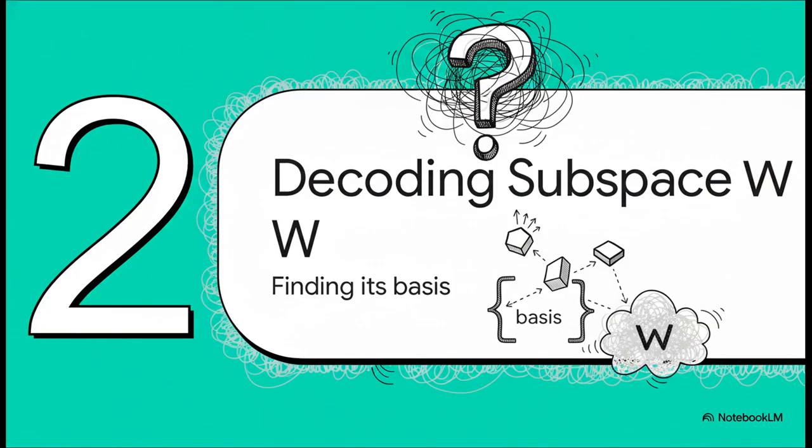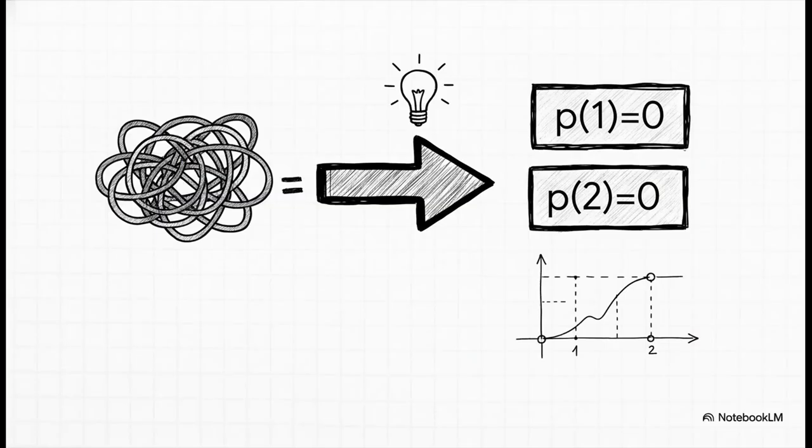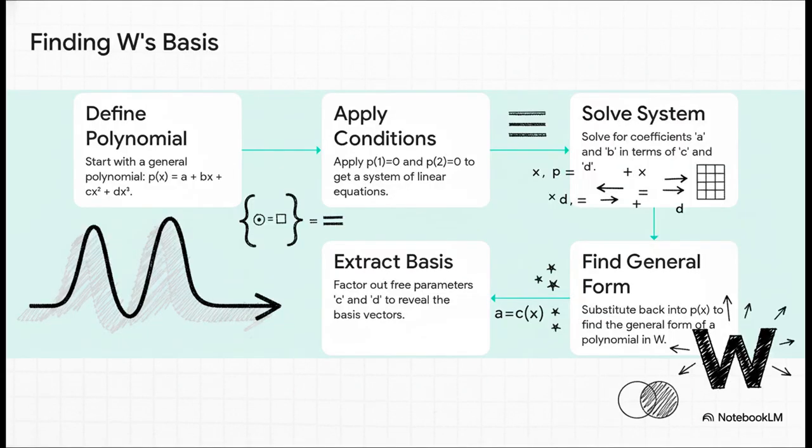We need to figure out what the polynomials inside W actually look like by finding a basis for it. And right away, we get this awesome little simplification. Think about it. If you have two numbers, and their difference is 0, and their sum is 0, well, the only way that can happen is if both of those numbers are 0 themselves. So those fancy conditions are really just telling us that any polynomial in W has to have roots at both x equals 1 and x equals 2. See? Much simpler.